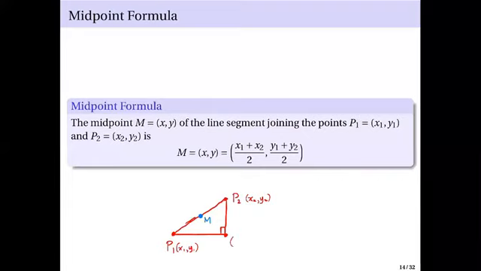So what is the coordinate of this? In here, you are fixing y, so you have y1 in here. In here, on this vertical line, you are fixing x, so you have x2 in here. Okay?